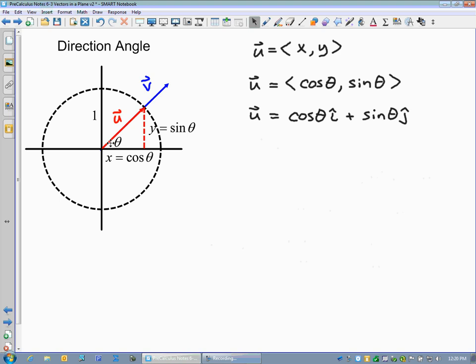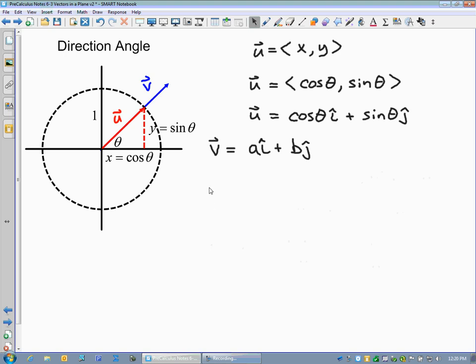All right, so that's our unit vector. Let's look at our actual vector itself. Let's say that our vector, if we were to break it down in component form, is a as the horizontal component and b is the vertical component. So a times i hat plus b times j hat. That's going to be our vector v.